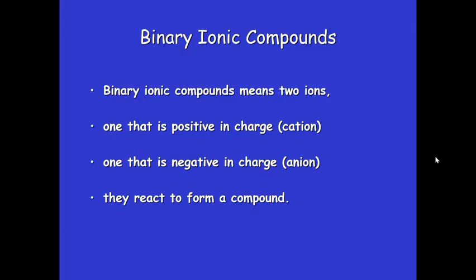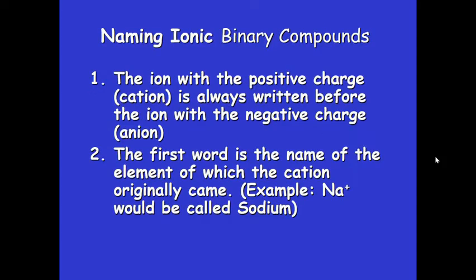Okay, so next we're going to go through some step-by-step instructions on how to name binary ionic compounds. But first we need to define what that means. Binary means two, ionic means ions, right? So that is to say that one of them is positive and the other is negative. Nothing too crazy yet. So the first thing you need to know is that the cation always comes before the anion.